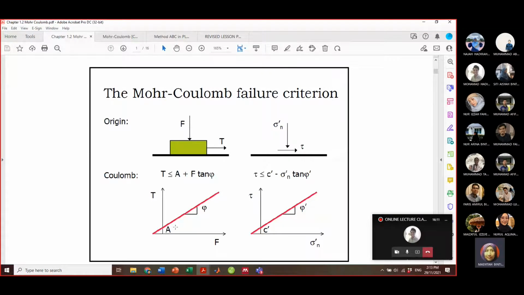So it is derived in the Coulomb equation as T is less than or equal to A plus F tan phi, which you may have as a linear equation having an intercept A and also the tangent of the angle of this linear line. Whereas when you convert into the Coulomb equation, as I explained just now, you may have the c that intercepts on the y-axis, the shear stress axis, as well as the internal friction angle, showing how it is derived from the normal stress to the shear stress.